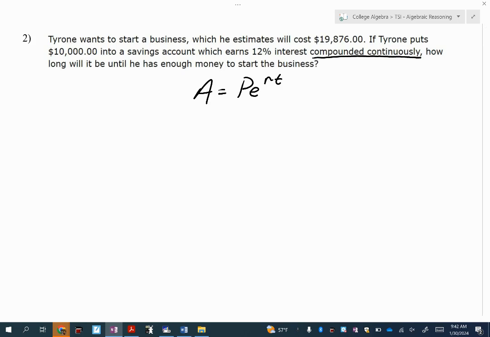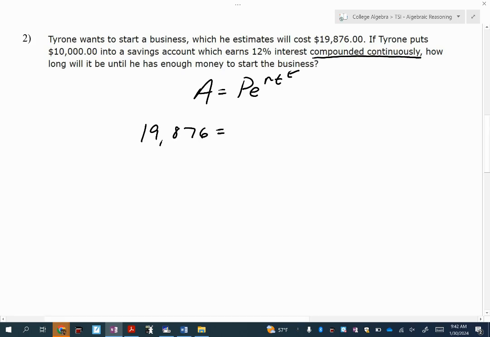How long will it be until he has enough money to start the business? So this one I think you can probably figure out right now what we're solving for. It says how long will it be? So what do you think is my unknown? The time, the T, right? I'll be solving for T. Okay? So how much money does he need to start his business?